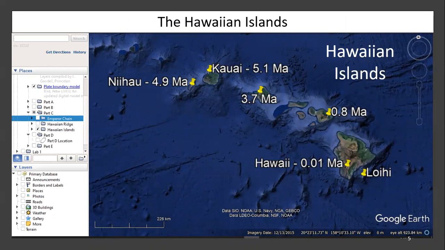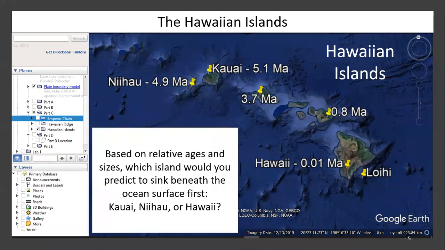Many of these seamounts were once islands and sunk beneath the ocean surface after they were cut off from the hotspot magma source, and subsequently began to cool, contract, and erode away. Based on their ages and relative sizes, which island would you predict to sink beneath the ocean surface first? Kauai, Niihau, or Hawaii? To answer this question, you'll need to consider the ongoing effects of erosion and how it relates to the island's size over time.